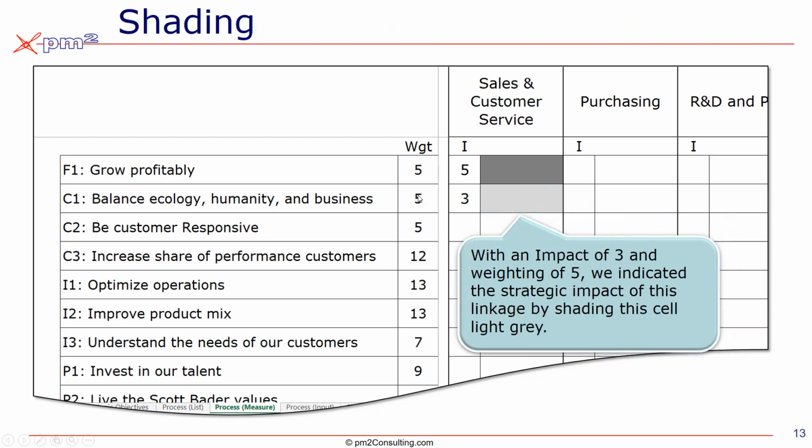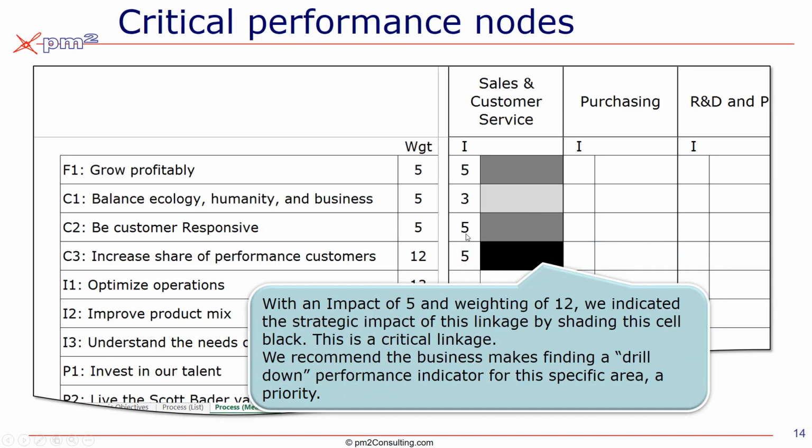The next one, they scored as an impact of 3. Well, 3 times 5 is 15. That's a light gray. And here they scored these at 5 and also at 5. But here, of course, it's 5 times 12, or 60. And that triggers this to turn black.